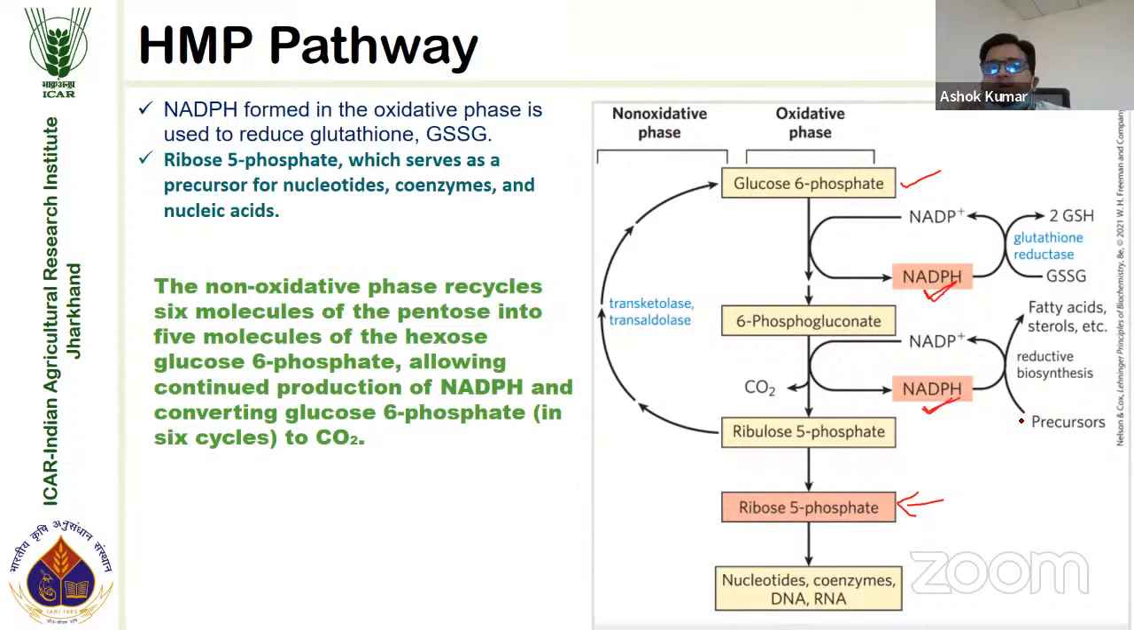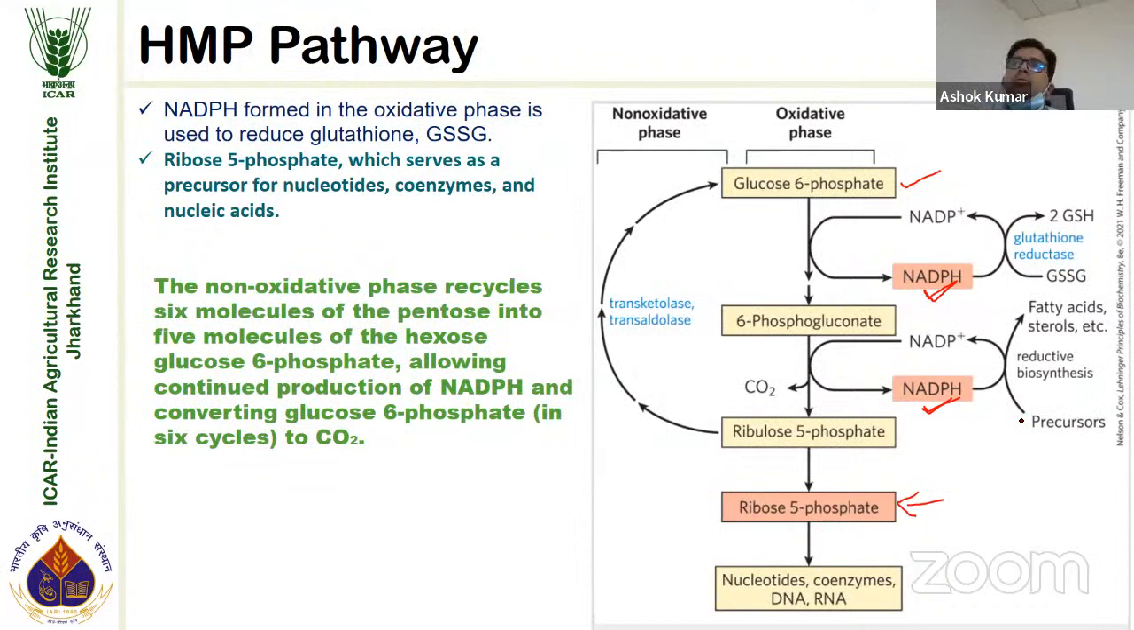So this hexose monophosphate pathway, or pentose phosphate pathway, is performed in the cellular compartment where biosynthetic processes are going on. Although it is oxidation of glucose, the major objective is not to derive energy, but to get these reducing equivalents out of the oxidation of glucose. Why? Because in a biosynthetic compartment, a reductive environment has to be maintained.